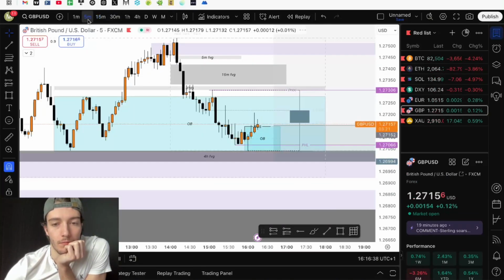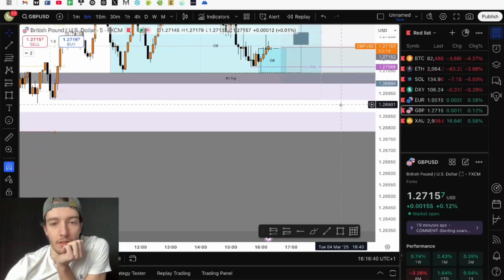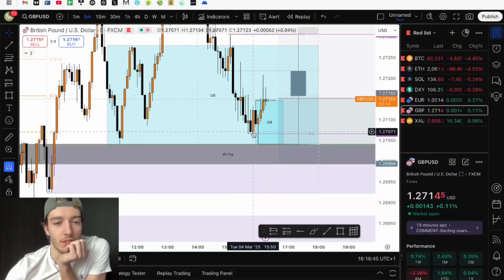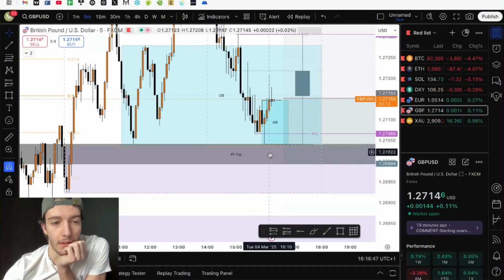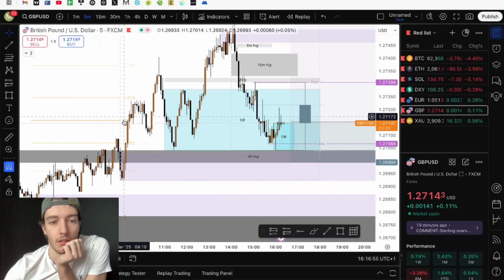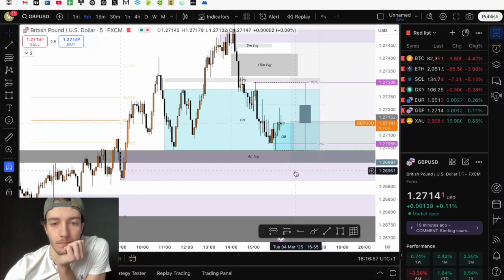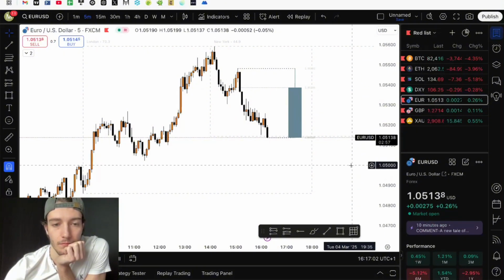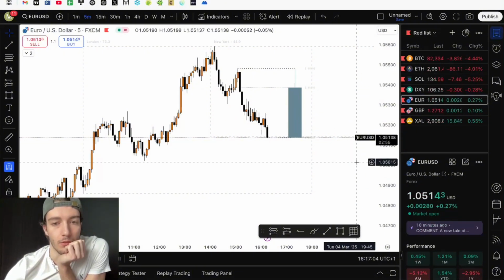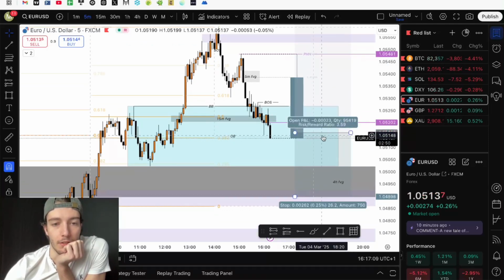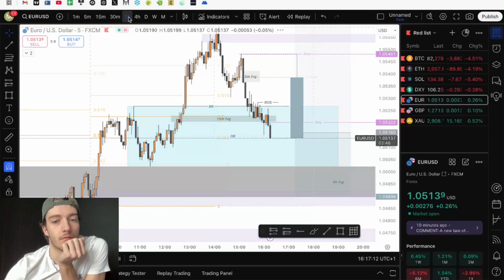GU is trying hard now, but since it already tapped into this 4-hour gap, and actually it hasn't yet tapped into the London lows, but the 4-hour gap, yes. It's deep into discount. Euro is forming lower lows. We are now at 50% of this hourly order block here.